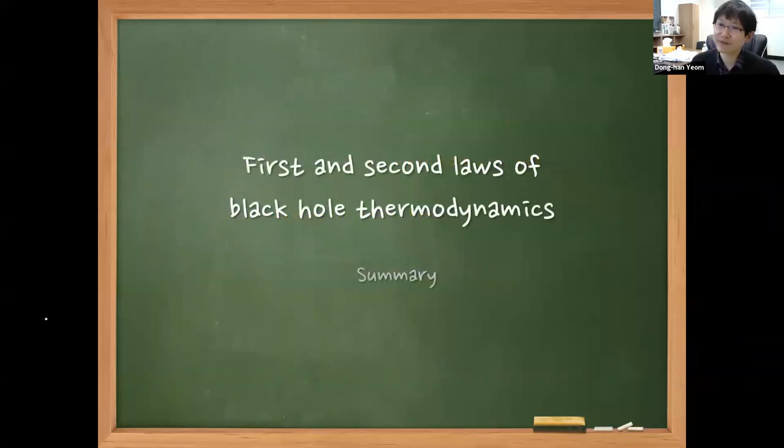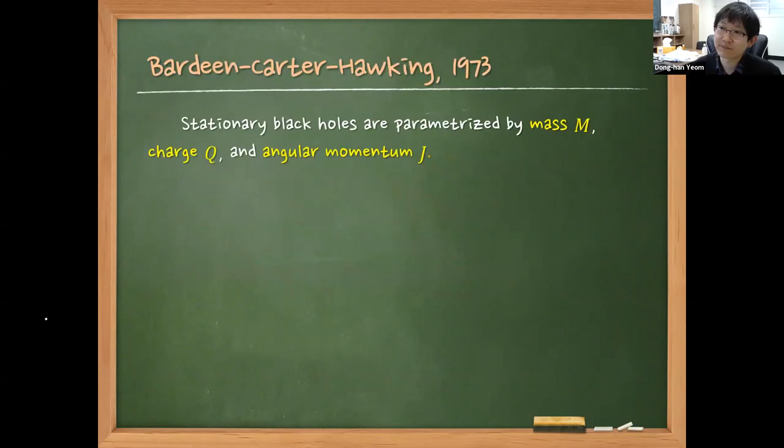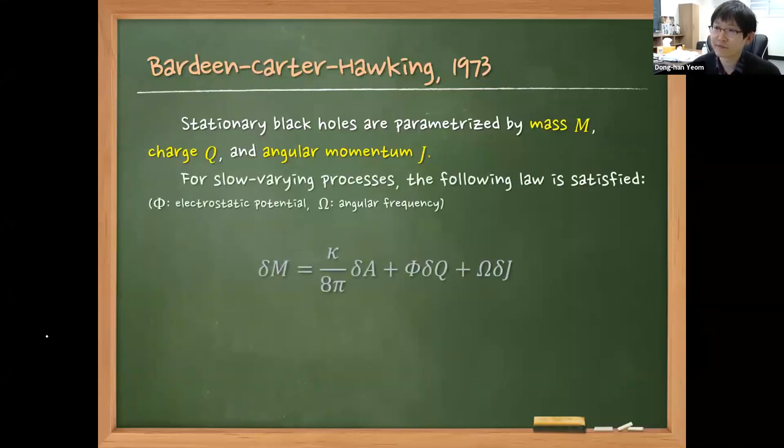Okay, so let's first summarize yesterday's discussion and the first and second laws of black hole thermodynamics. We started from the Bardeen-Carter-Hawking 1973 paper. The stationary black holes are parameterized by M, Q, J: mass M, charge Q, and angular momentum J. So I just repeat yesterday's slides. For slowly varying processes, the following rule is satisfied.